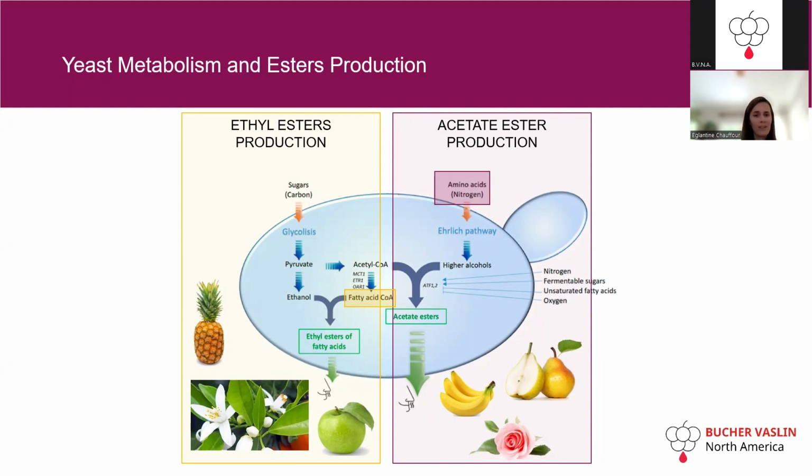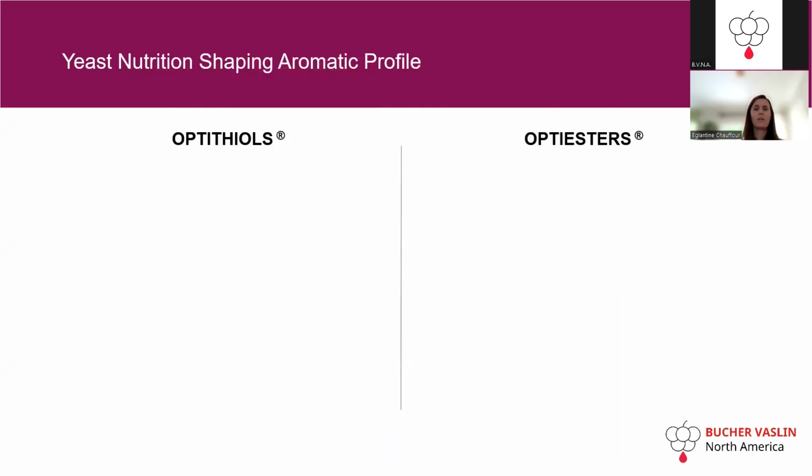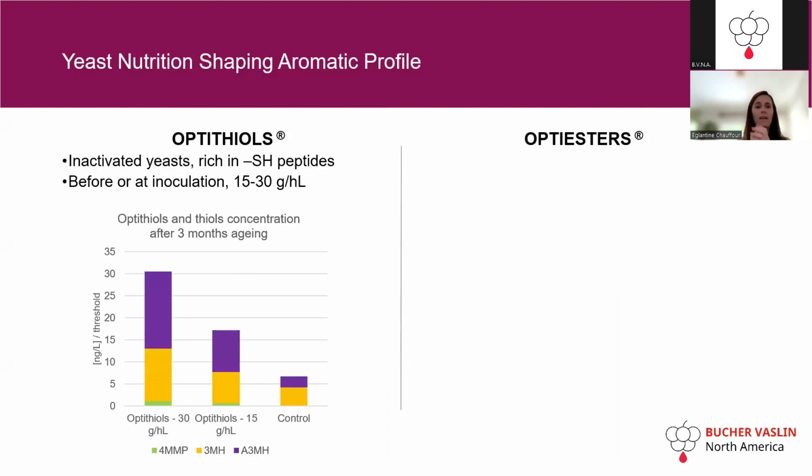So once we understand this, we managed to make formulations of amino acids and fatty acids to help the yeast metabolize both of these aromatic compounds. So there are 2 nutrients we produce at Lamothe-Abiet. One is gonna be to boost the thiolic compound production. It's called Optithiol, and this is inactivated yeast rich in sulfur peptides. We don't count it in YAN. It is a very low nutritive value.